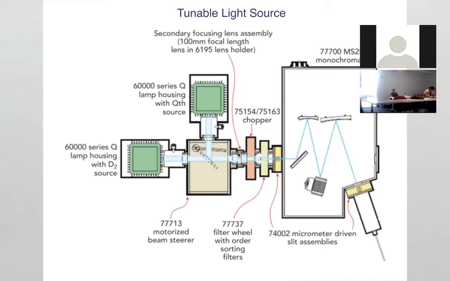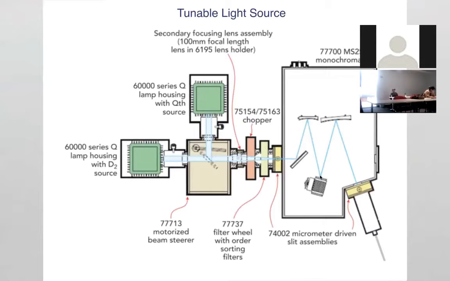And then everything else is basically the same. So you have some optics to clean up the beam. There's the chopper to modulate the beam. There's a filter wheel to select certain wavelengths. And then there's the micrometer driven slit assemblies to select the wavelengths as well. So these two things are used to essentially select the single wavelengths.